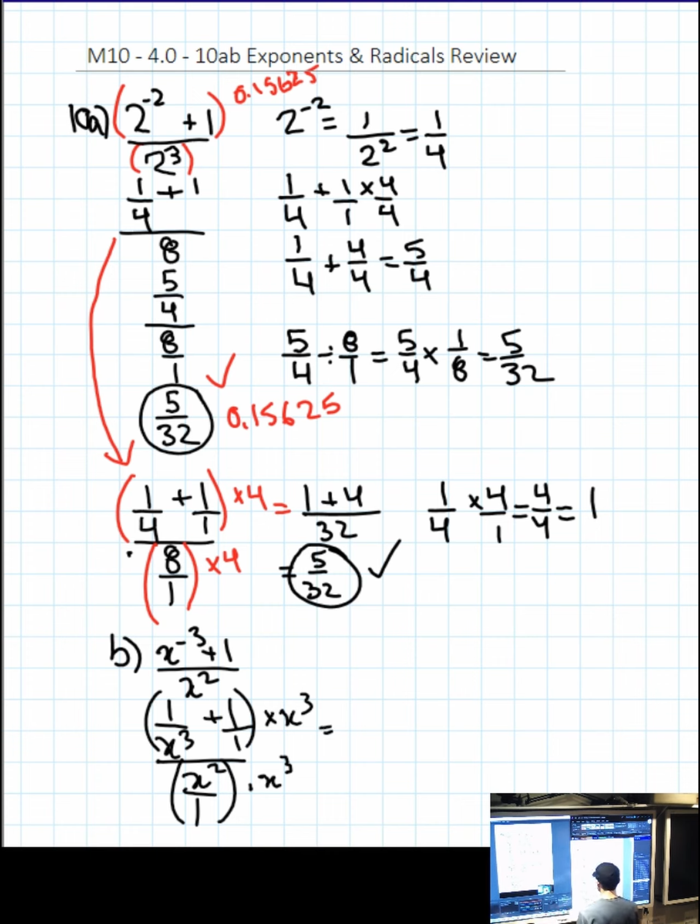When I multiply the first fraction, 1 over x cubed by x cubed, the x cubes cancel. I'm left with 1. Then when I times the 1 by x cubed, I get x cubed. And on the bottom, I'm going to get x squared times x cubed, which is just x to the 5. And I'm going to circle my answer.